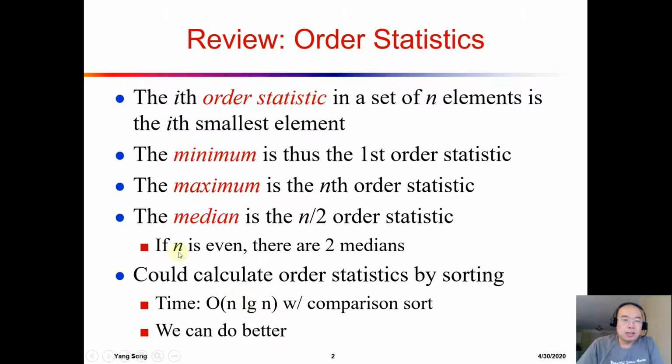Some of the special cases in the order statistics are the minimum, which is the first order statistic, and then the maximum, which is the nth order statistic, and then the median, which is the n divided by 2 order statistic. So as long as we have an algorithm which can help us figure out any ith order statistic, the maximum, the minimum, and the median are just special cases of that algorithm, right?